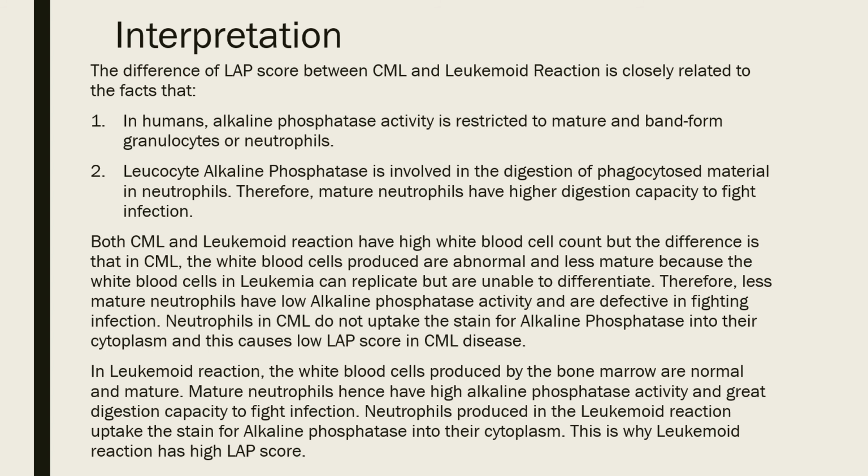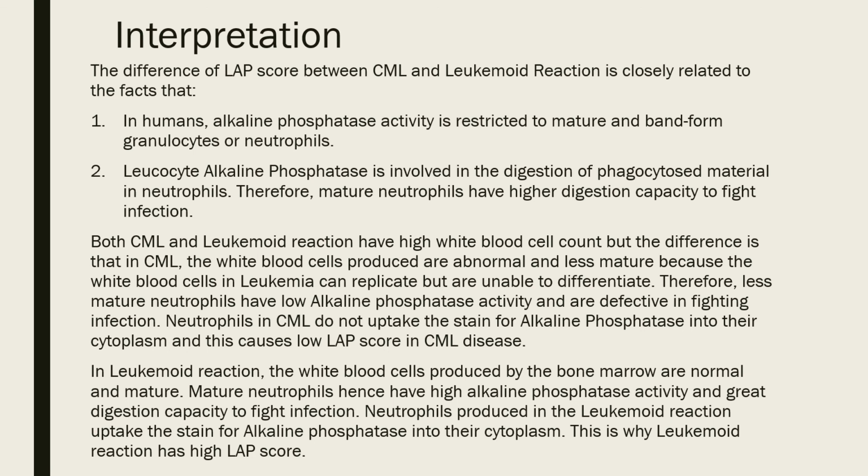But the difference is that in CML, the white blood cells produced are abnormal and less mature, because the white blood cells in leukemia can replicate but are unable to differentiate. Therefore, less mature neutrophils have low alkaline phosphatase activity and are defective in fighting infection. Neutrophils in CML do not take up the stain for alkaline phosphatase into the cytoplasm, so this is the reason why there is a low LAP score in CML.